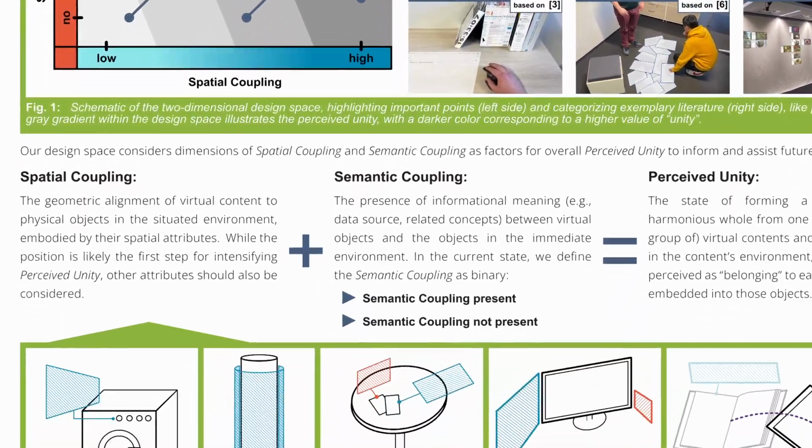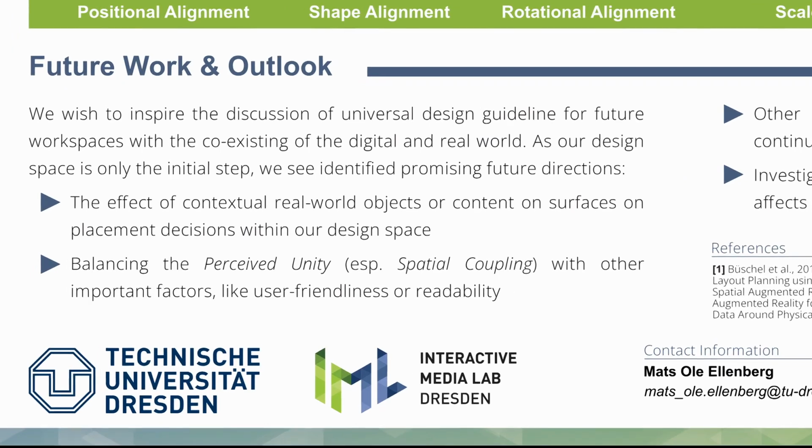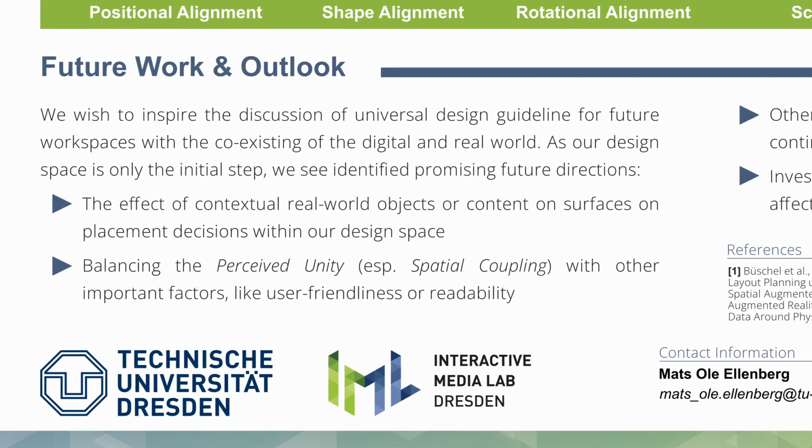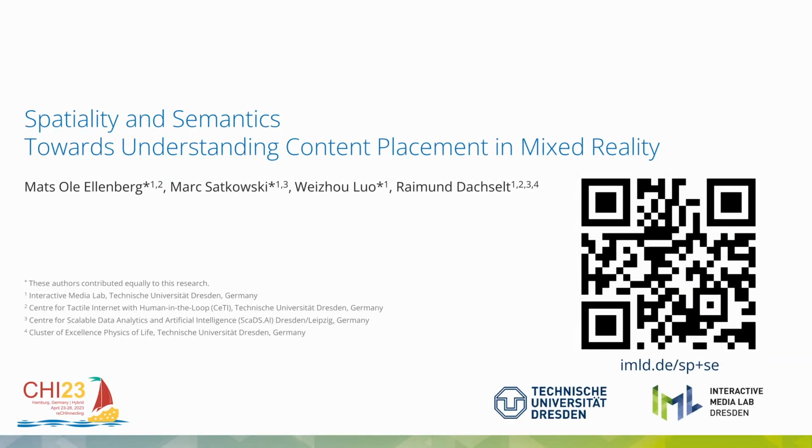With our contribution, we wish to inspire the discussion of universal design guidelines for future workspaces. As this project only represents a first step towards the understanding of the unity between real-world and virtual objects, we still see several follow-up steps. Those include examining the presence of real-world content, like a sheet of paper on a table, discussing another type of dimension for semantics, like tertiary or continuous, or identifying the concrete factors each change in dimension affects the perceived unity. For a more detailed view, please refer to our paper.